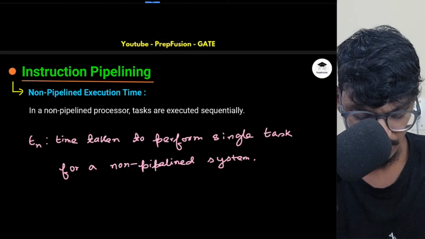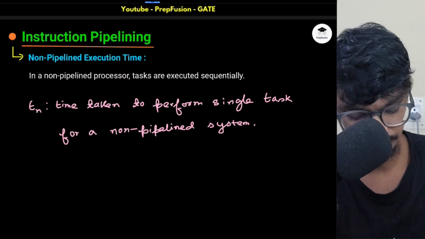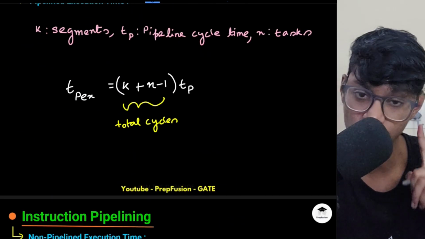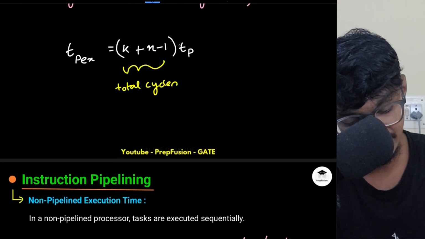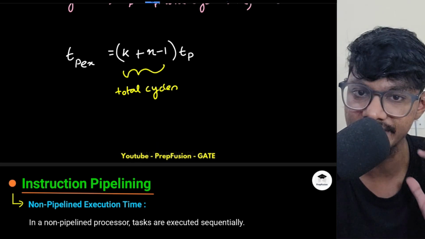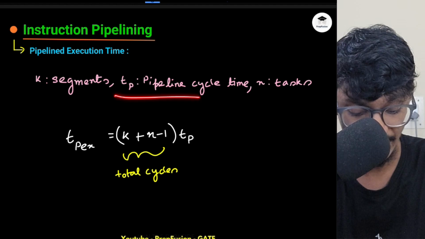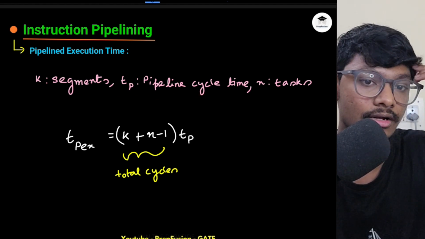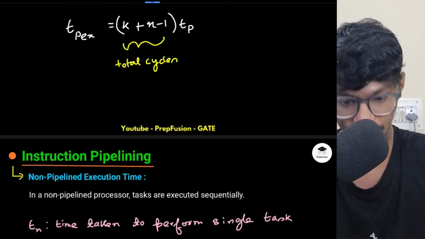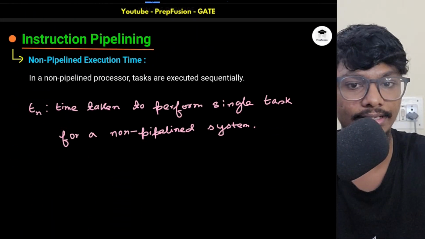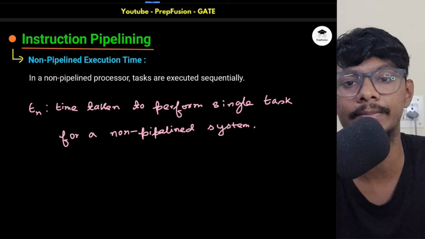Very simple, right? And in non-pipeline processors, every task is executed sequentially. Many students get confused between TP and TN. This TN and this TP are different. Sometimes they can be the same, but mostly you will assume them to be different. What is TP? TP is the pipeline cycle time, that is, the time taken for the pipeline to complete each segment. And TN is the time taken to perform a single task for a non-pipeline system.